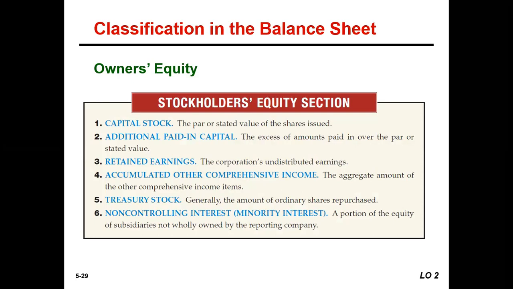Retained earnings, the corporation's undistributed earnings. Accumulated other comprehensive income, the aggregate amount of the other comprehensive income items. So these are income items that are not shown on the income statement. Treasury stock, generally the amount of ordinary shares repurchased. Treasury stock is when a company purchases back its stock from stockholders. And then non-controlling interest, a portion of the equity of subsidiaries not wholly owned by the reporting company.